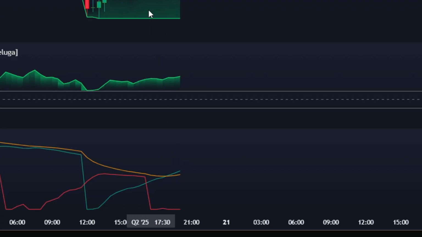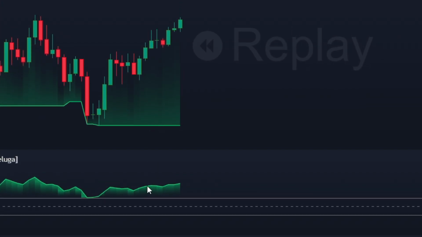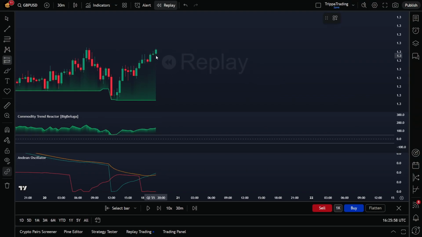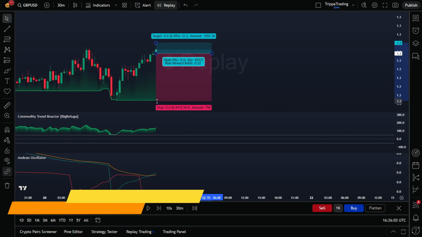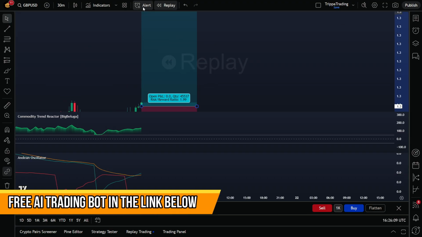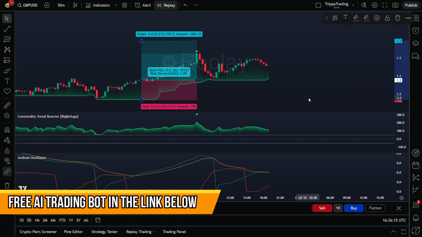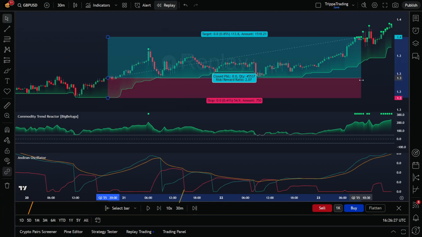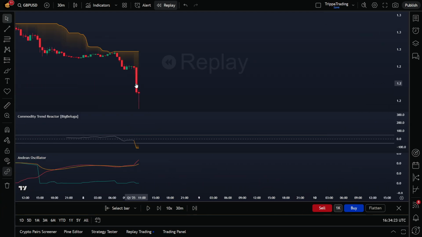So in an uptrend confirmed by the commodity trend reactor, we wait for the green Andean line to cross above red, then orange. That's our buy entry. So we can open a buy trade over here. We can place the stop loss below the previous swing low and go for a risk to reward of 2:1. The same rules and conditions will go for a sell trade, but opposite.